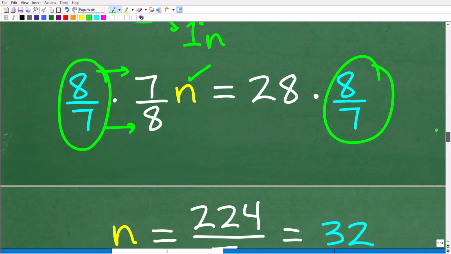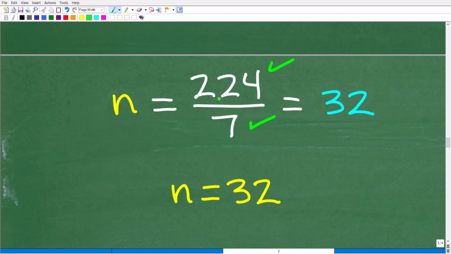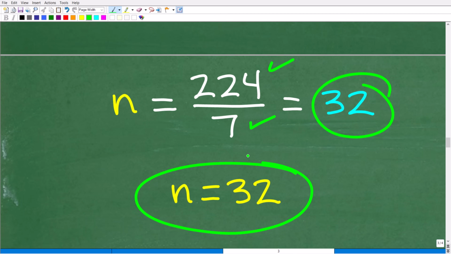So when we multiply 8 times 28, that's 224 over 7. Okay, let me just show you the math right here. So 224 divided by 7 will be 32. So n is equal to 32. Okay, so this is a very typical type of problem that you'll see in courses like pre-algebra, algebra 1.